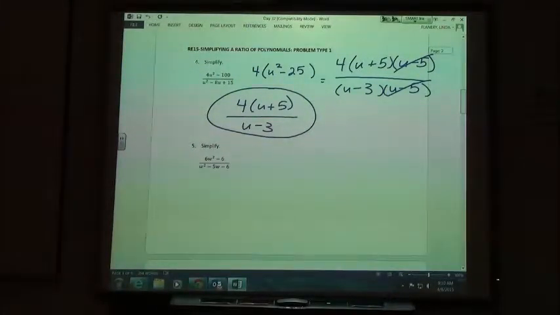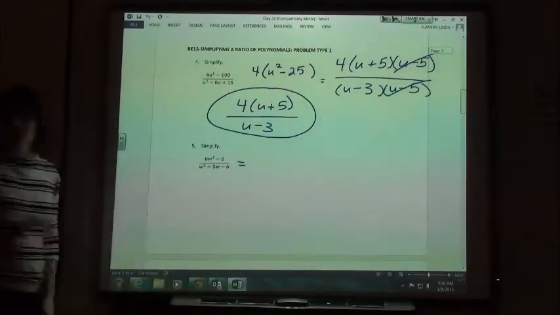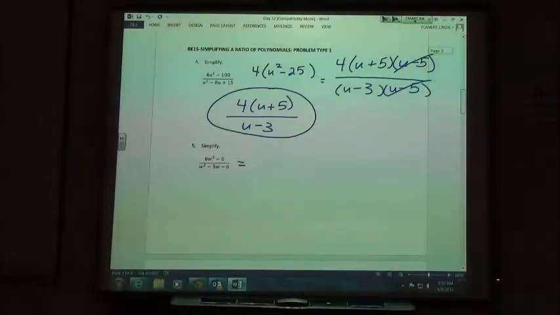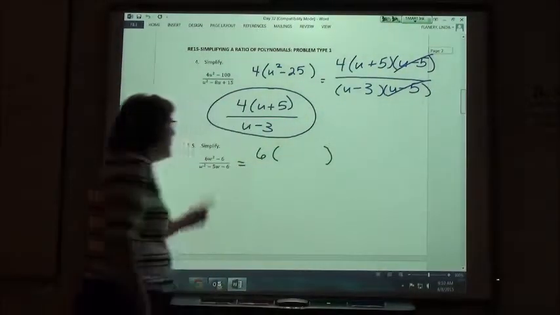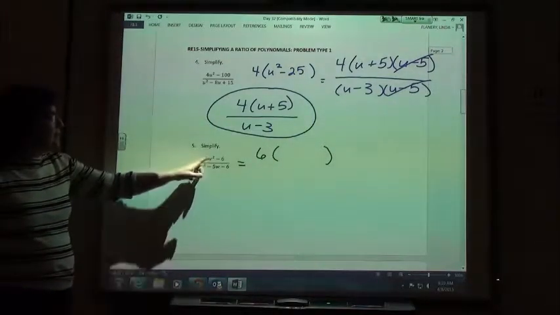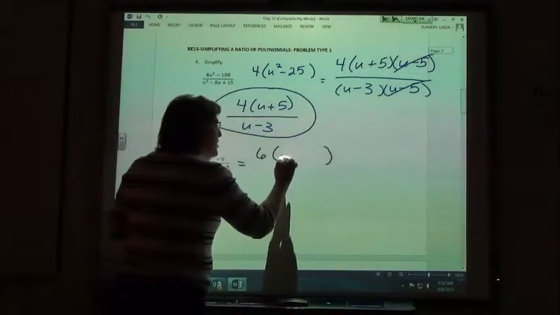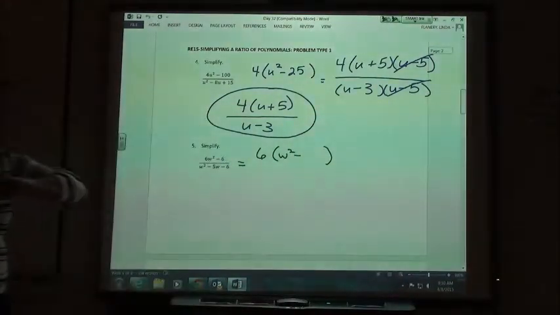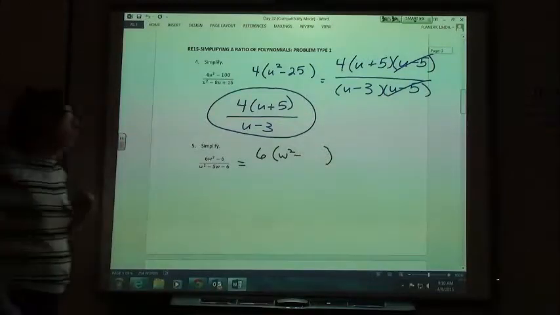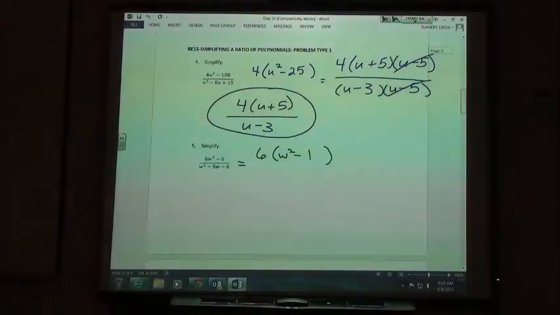So number 5, my first step, looking for my greatest common factors on the top. I do have a greatest common factor. What would it be? 6. I can divide both of those terms by 6. So 6 in front. If I divide each of those by 6, 6w squared divided by 6 is w squared. And then 6 divided by 6 is 1. So I get w squared minus 1 in my parentheses.